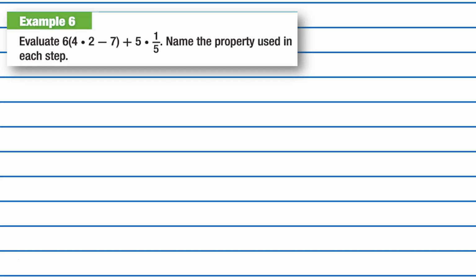So example 6, we want to evaluate 6 times 4 times 2 minus 7 plus 5 times 1/5. And we want to name the property used in every step. So first of all, we still have to follow the order of operations, which is PEMDAS, or please excuse my dear Aunt Sally. Remember, we write up top so that we can cross it off as we go through each step.